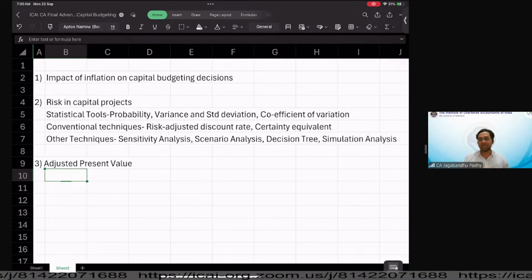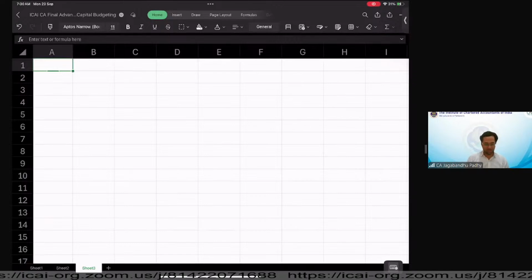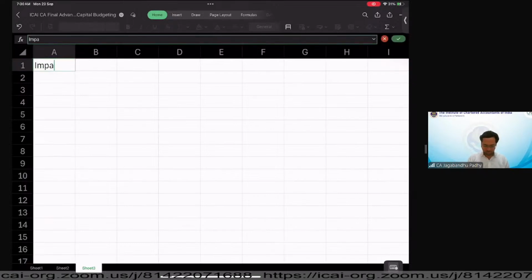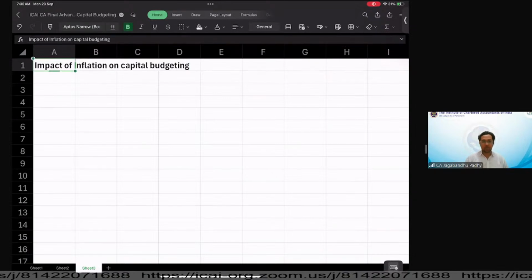Let's get started with the first topic of our discussion today. Whatever we were doing right now, we were just looking at the roadmap of what we are going to cover. So let's get started with the first topic, which is the impact of inflation on capital budgeting.